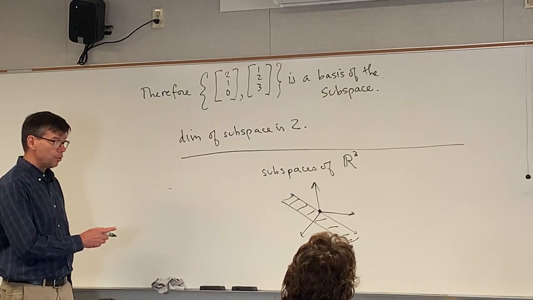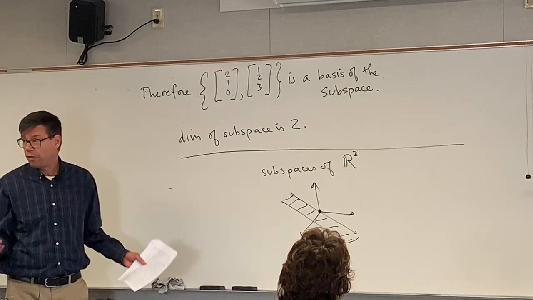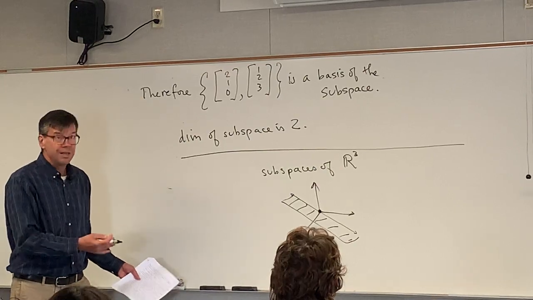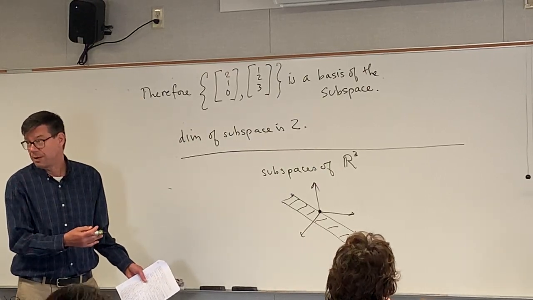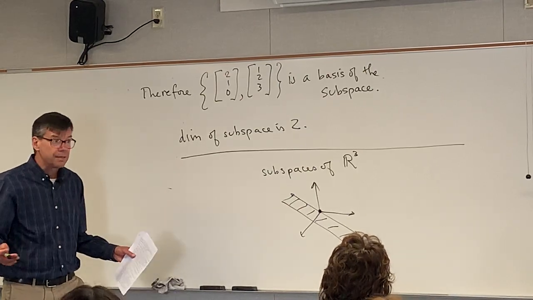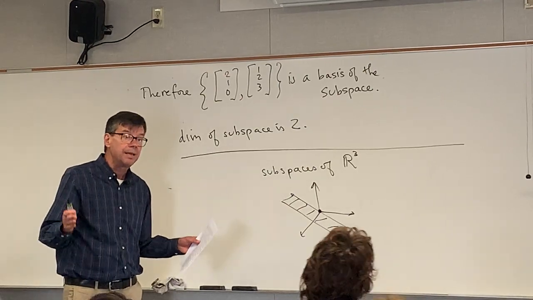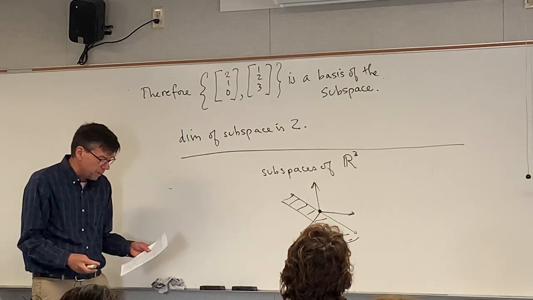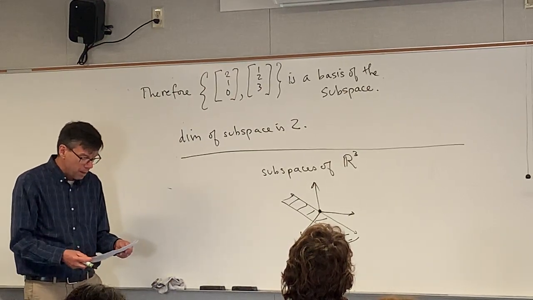And then what's kind of interesting is, can you have a three-dimensional subspace of R^3? It turns out R^3 is the only three-dimensional subspace of R^3. So if a subspace has a dimension equal to the space, it's got to be the whole space. You can't have a three-dimensional subspace sitting inside of R^3.